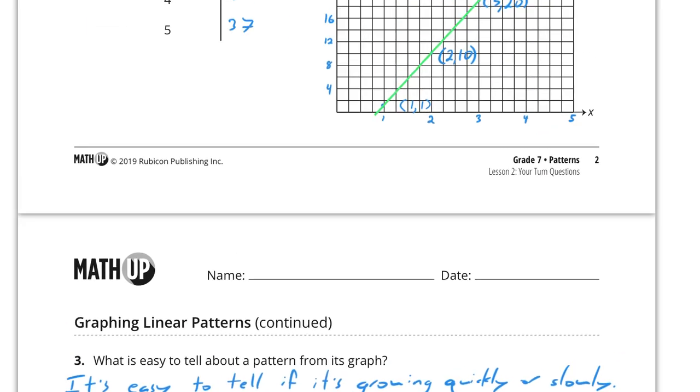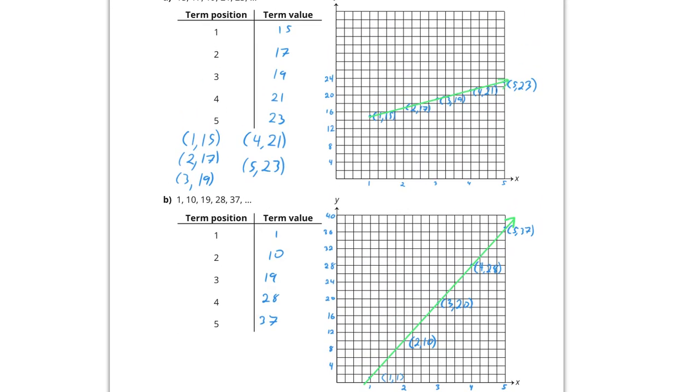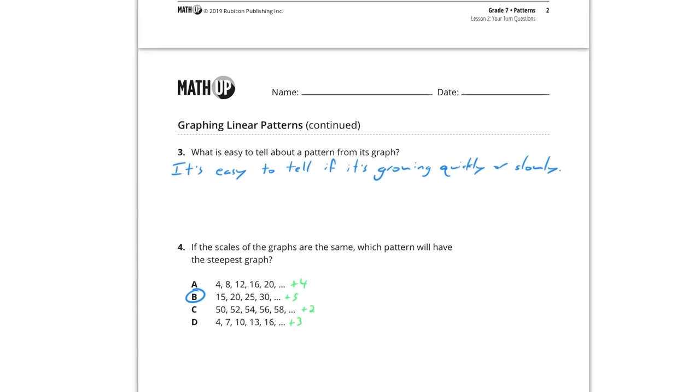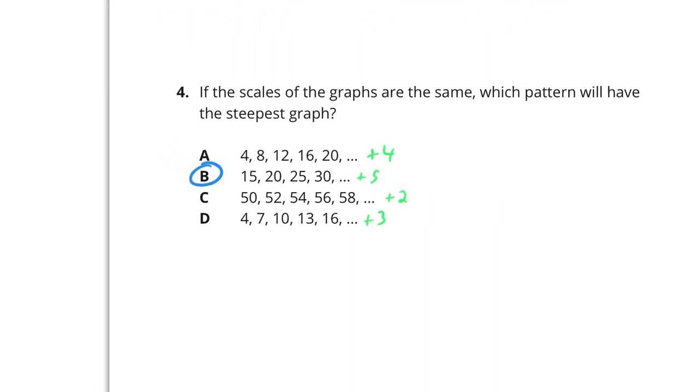And if we look over at the graphs at the same time, we can see that that's the case. This one here is growing by 2 each time, right? From one to the next, we're growing by 2. This one is growing by 9 each time, the same amount. And you can tell that the one that's growing by 9 has a much steeper slope than this one. If you look back at the question, which one's growing by the most each time? Well, the one that's growing by more each time is going to have the steeper graph.